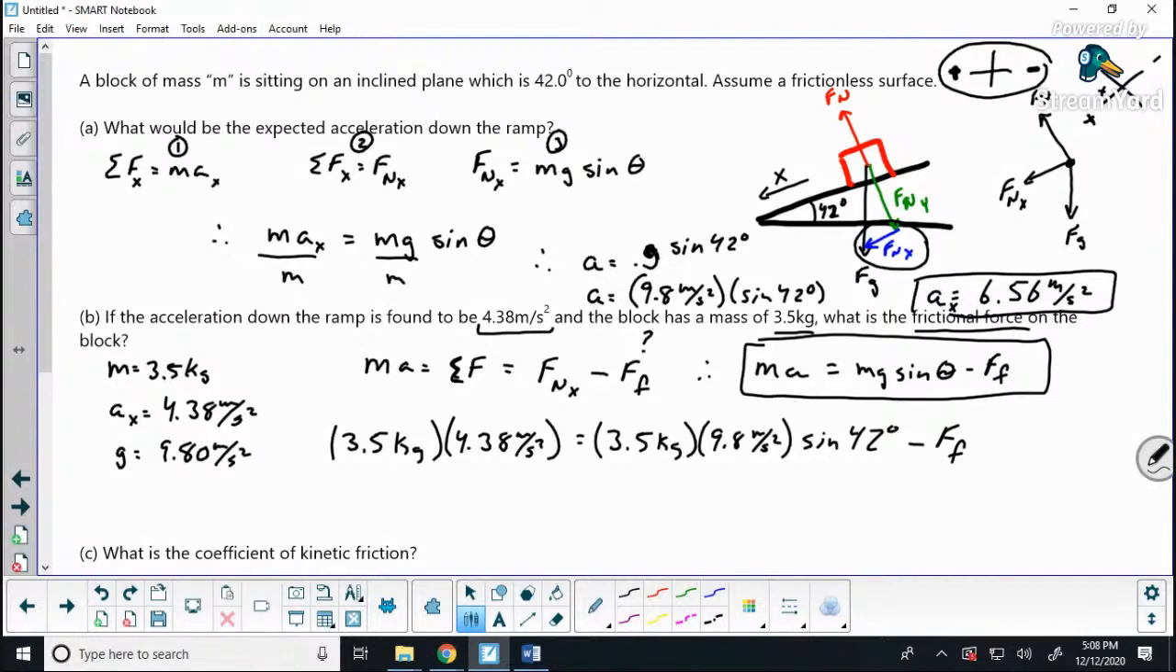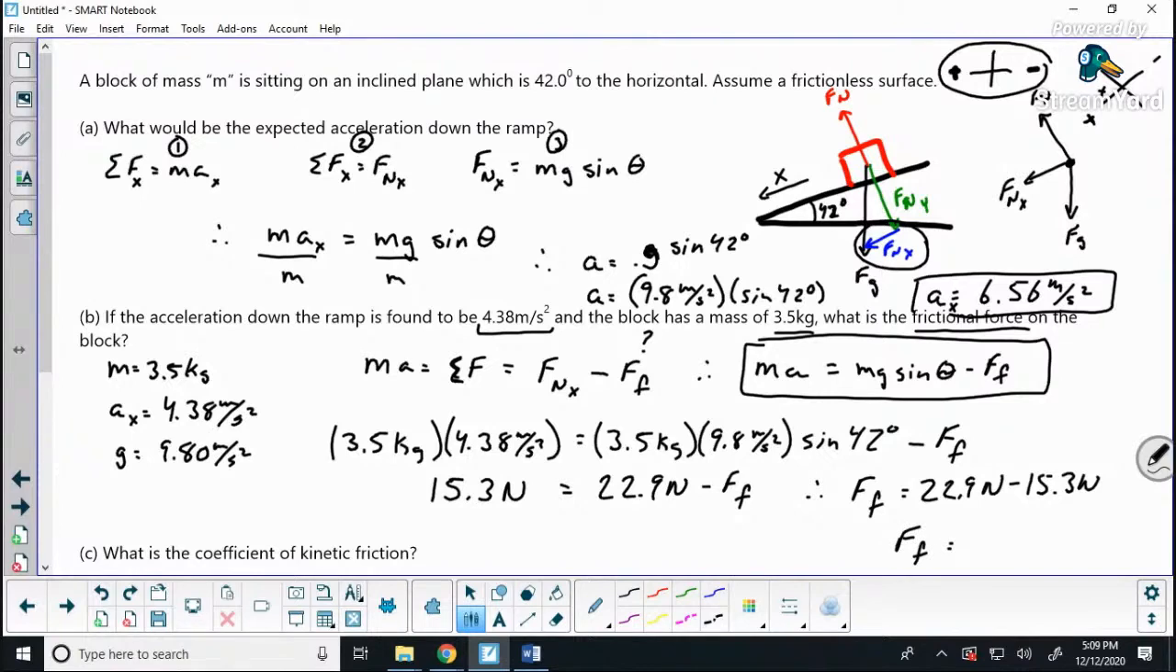Okay? But now I've got this equation, I can go on and solve for parts of it. So 3.5 times 4.38, I calculate to be 15.3 newtons would be the unit, equals 3.5 times 9.8, which is 22.9 newtons, minus force of friction. And in rearranging this, force of friction would therefore equal 22.9 newtons minus 15.3 newtons. So my force of friction comes out to be 7.65 newtons. And that's what the question was asking.